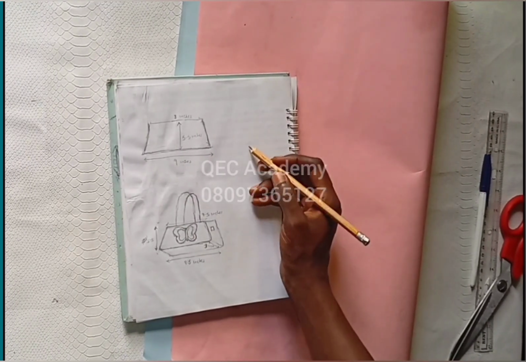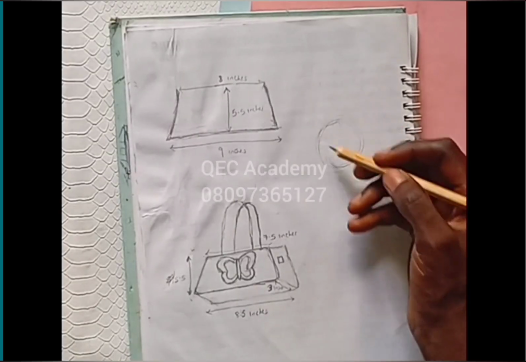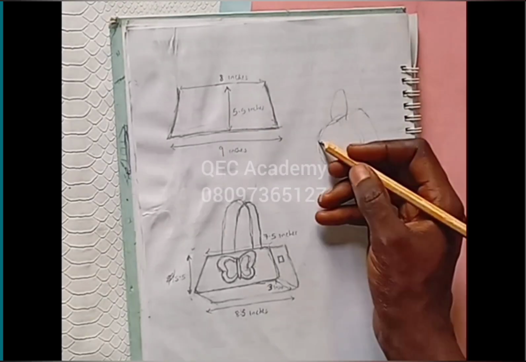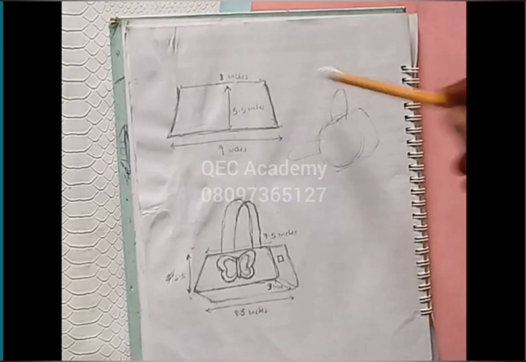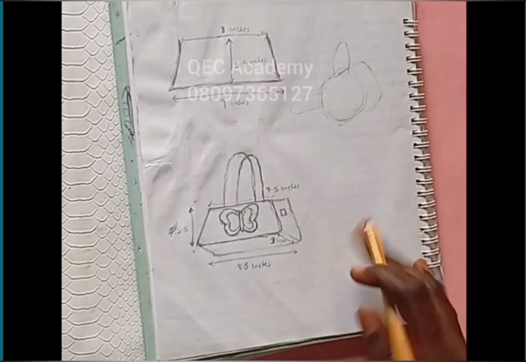For example, if you want to make a circular bag, you already know from your sketch that the bag will be circular in shape. It will have the side like this. Probably the handle will be on top, or the handle will be by the side. You will just have an idea of where the different parts of the bag will be. So that's why sketching is very important. It's optional actually, but it's still very important.